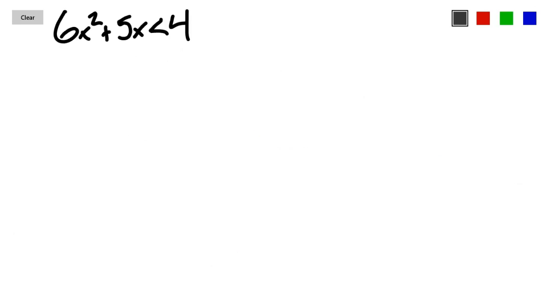Okay, so in the next example, I've got 6x squared plus 5x is less than 4. So again, I'm going to start this one off by moving the 4 to the other side. So I have 6x squared plus 5x minus 4 is greater than or equal to 0. In this one, I have some pretty ugly coefficients. I've got a 6 in front of the x squared term. It's going to be kind of a pain to factor, so I'm going to be lazy and just go straight to finding the zeros using the quadratic formula.